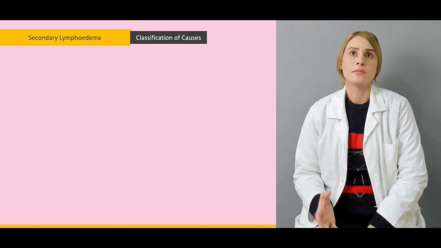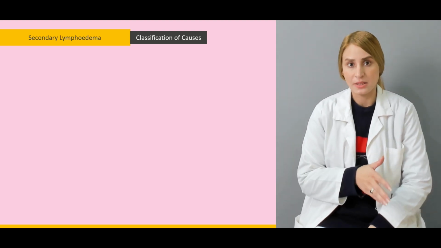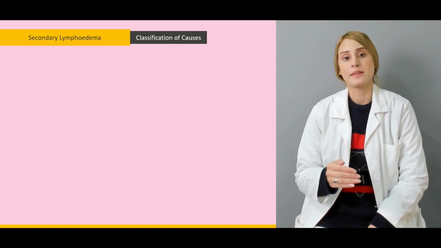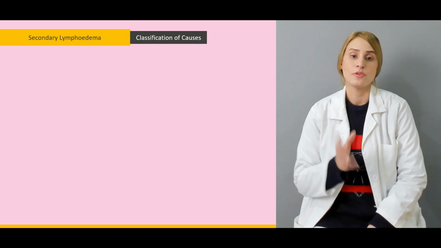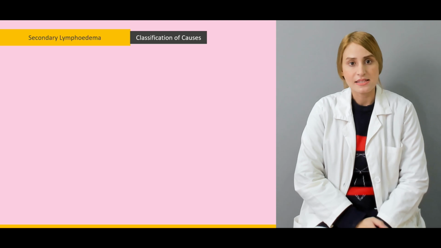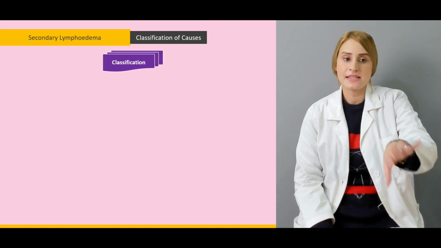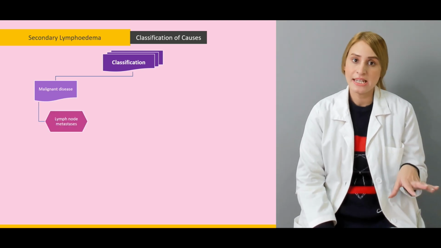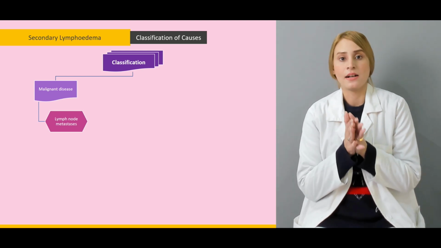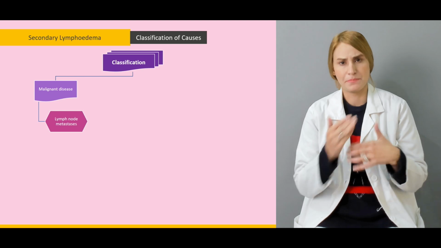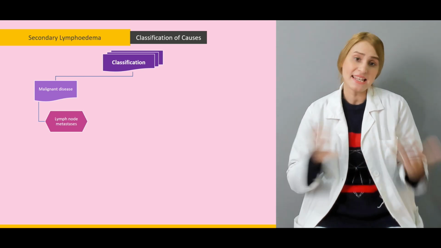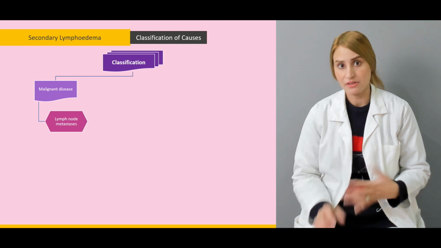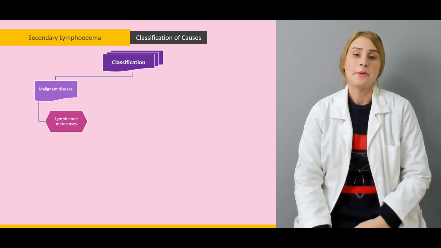Just like we divide primary lymphedema into different categories on the basis of age of onset, lymphangiographic classification, and genetic susceptibility, the same happens with the classification of secondary lymphedema. Most of the time it is because of malignant disease. If we talk about malignant disease, there can be metastasis to the lymph nodes, lymphangiosarcoma, or Kaposi sarcoma.